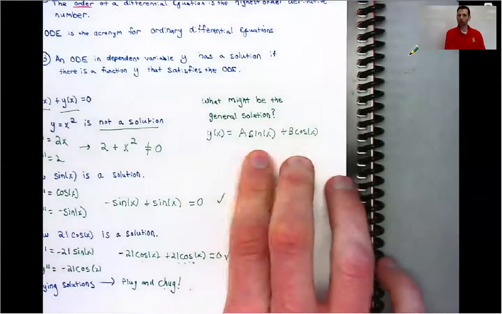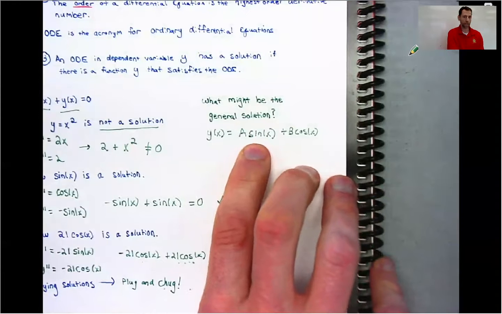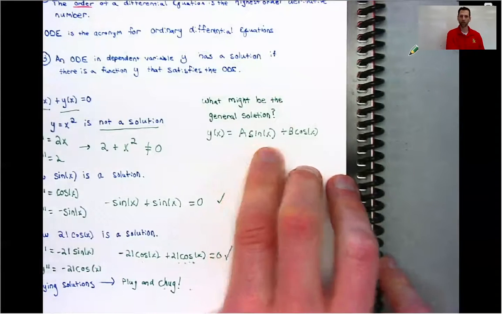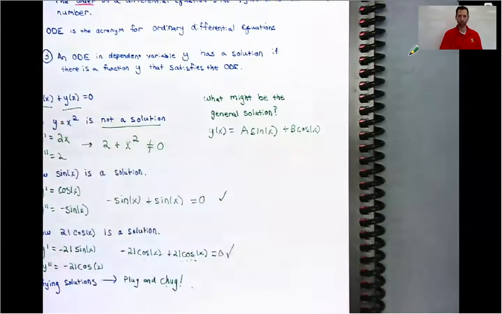To verify this is a solution, just take the derivative and then the second derivative, add them together, and you would show that it is a general solution to that second order differential equation.